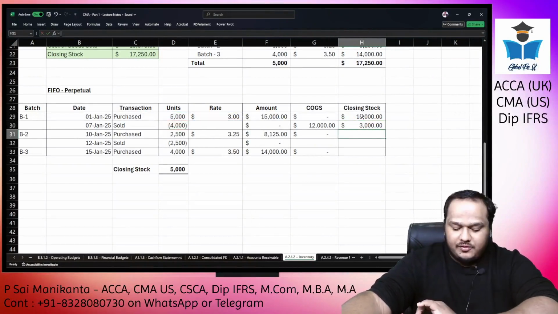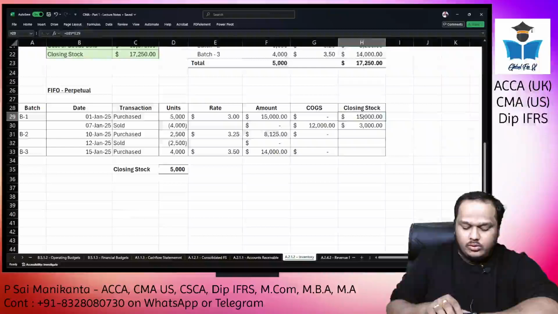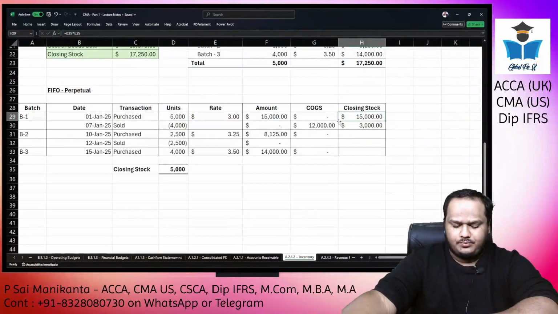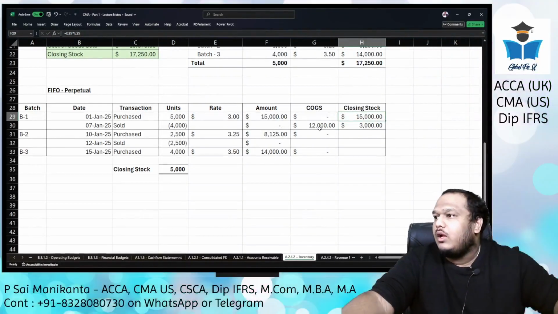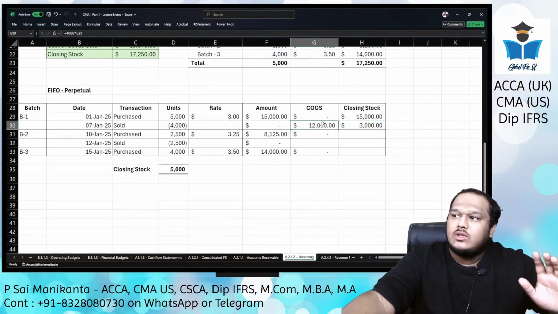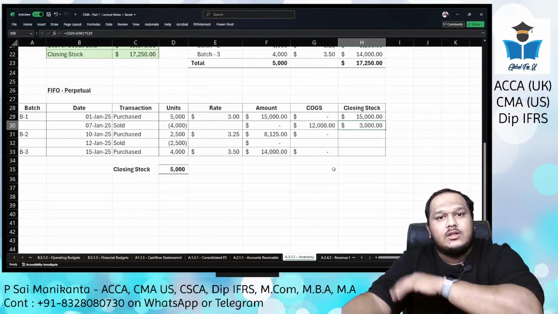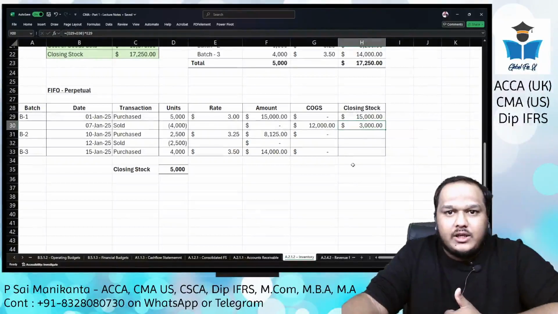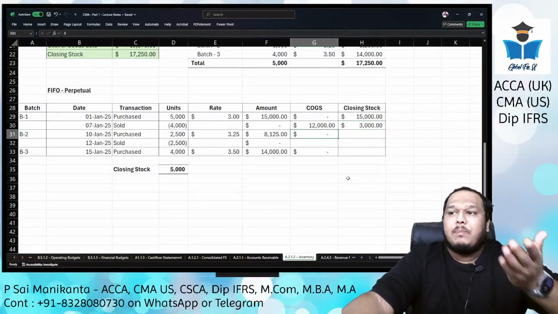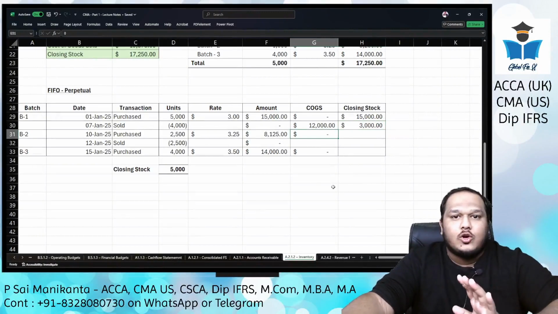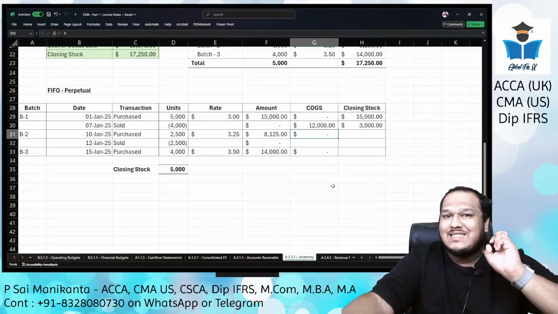So sir, this 15,000 is now split into 12,000 and 3,000. 12,000 is cost of goods that are sold, 3,000 is cost of goods that are in the closing stock. With me now? Then again we purchased some goods. That will not change the cost of goods sold. It's not a sale transaction.